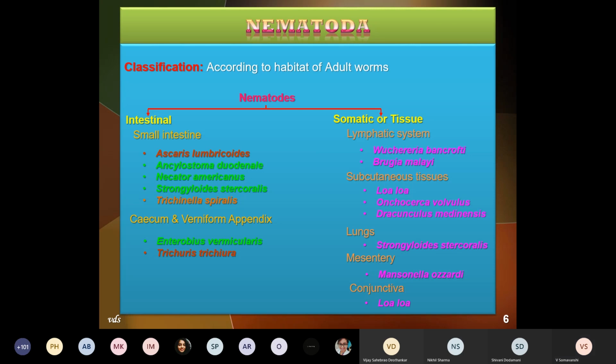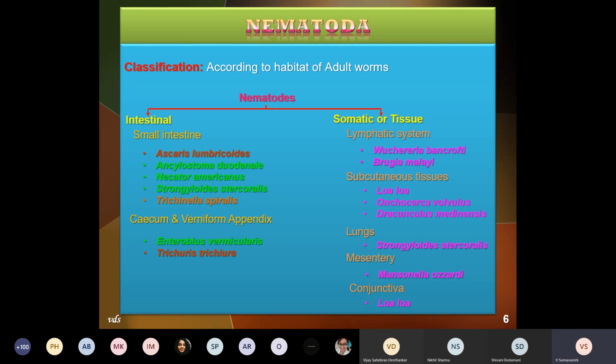Now, Enterobius vermicularis and Trichuris trichiura are the two worms that reside in the cecum and the vermiform appendix. The tissue nematodes, which we will study in the last part, will be described again when you study the third part of nematodes. At present, focus your attention only on the intestinal nematodes, which we have divided into two parts, part 1 and 2.